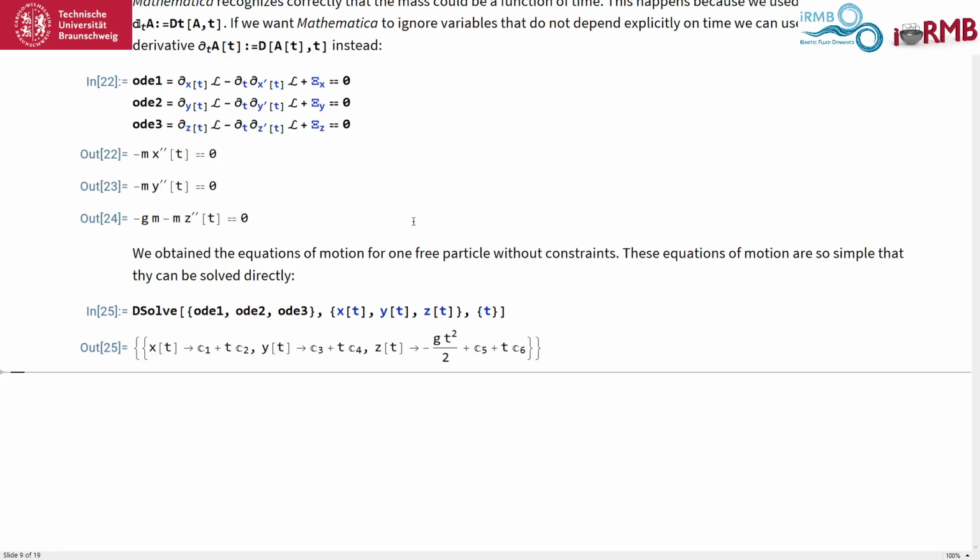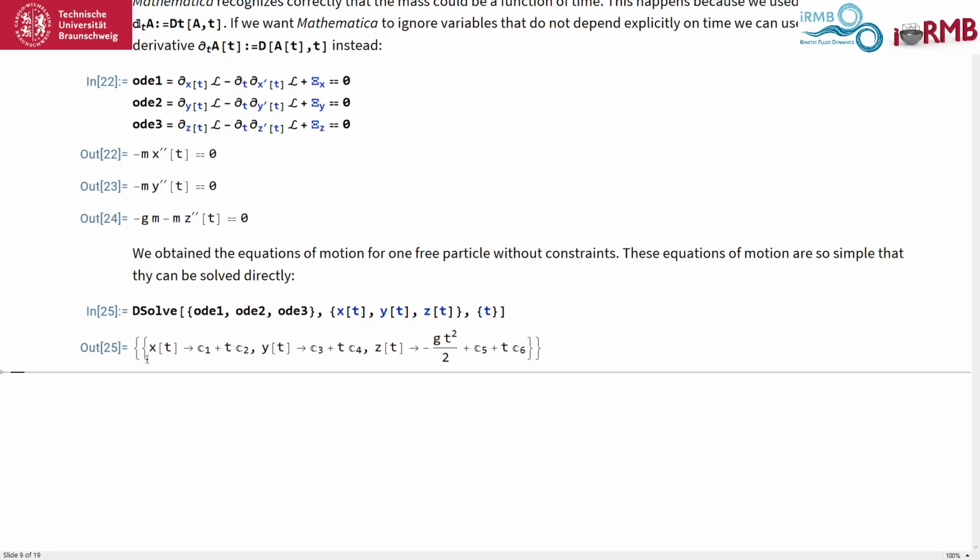And now, because they are simple, we put these three equations into these variables, and now we can actually solve this with dsolve, because we're using a lot of differential equations here. We'll use dsolve a lot. So we give these three equations. We have here the dependent variables and we have the independent variable.